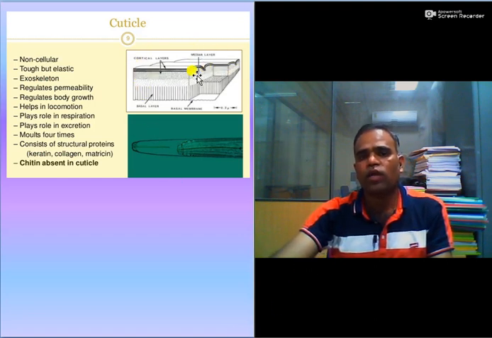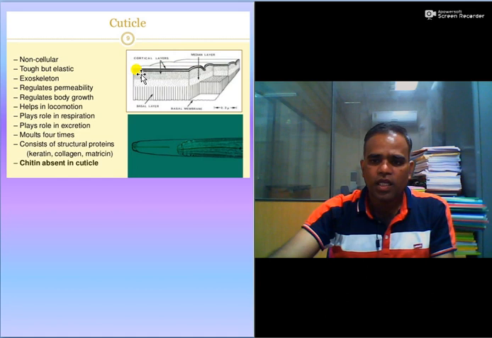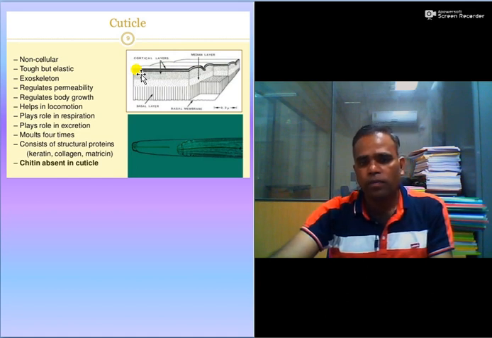So these are hypodermal cells, and here is the cuticle. Mainly the cuticle is made up of structural proteins. These are keratin, collagen and matricin. Here there is absence of chitin, which is mainly present in the insect body. So these all are the points of the cuticle.